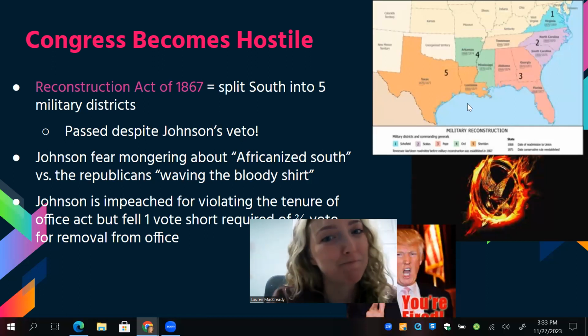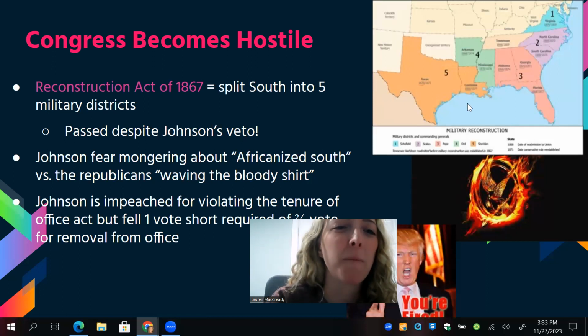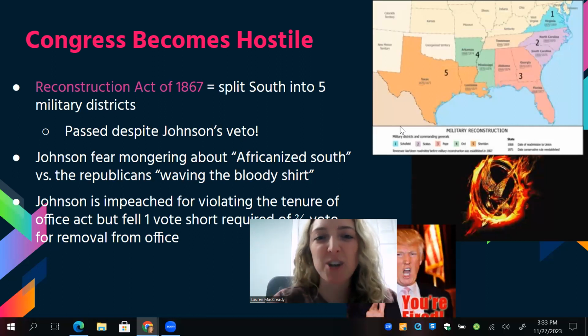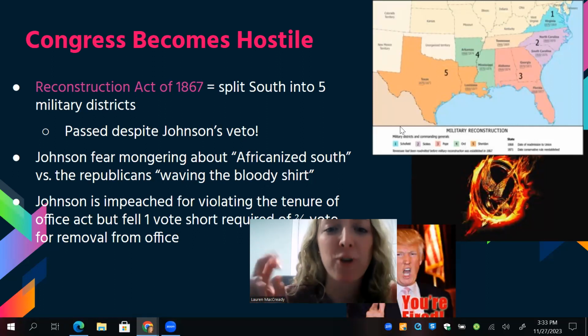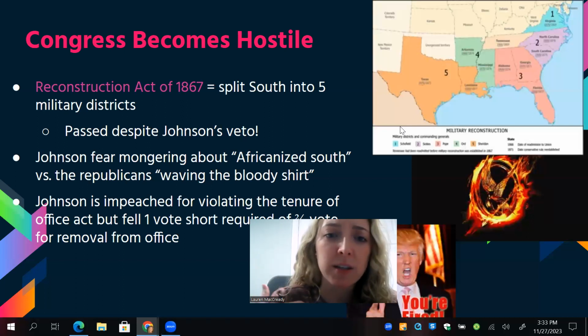Johnson tries to veto it. They keep overturning the veto. President Johnson keeps trying to, like, what they call fear mongering, give these impassioned speeches about the Africanized South, meaning that the slaves are going to be taking over the South.